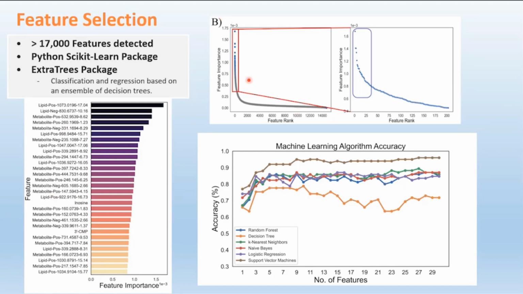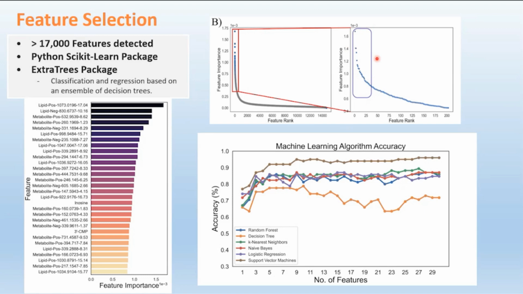So this is all 17,000 features, right? And so you can rank this list on those that are significant based on this extra trees package. And then you can pull out only those that are highly significant that are really starting to make this inflection point. And this gets us down to really 30 or so metabolites and lipids within this window of data.